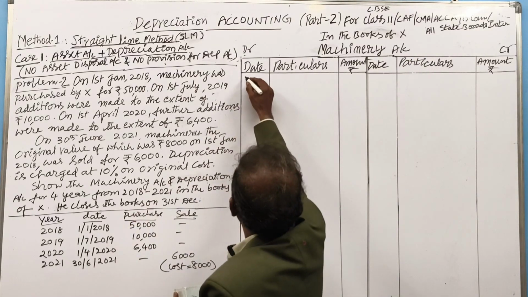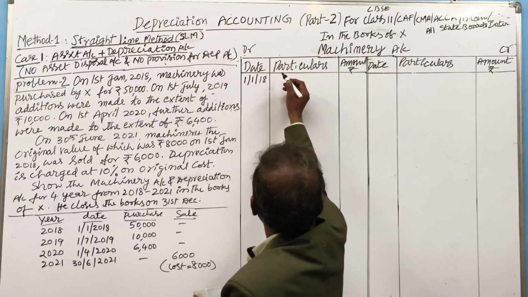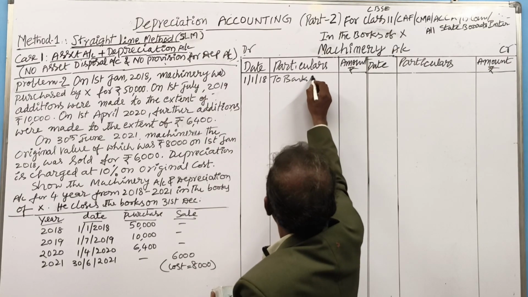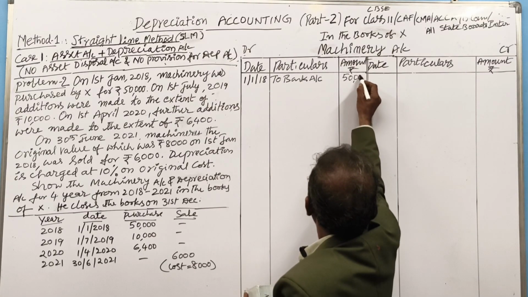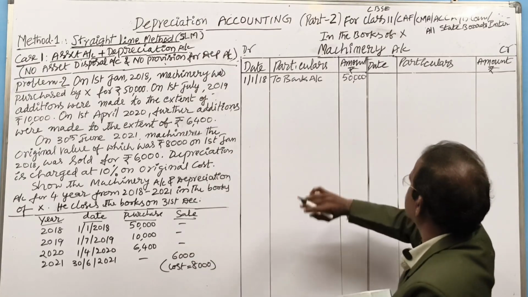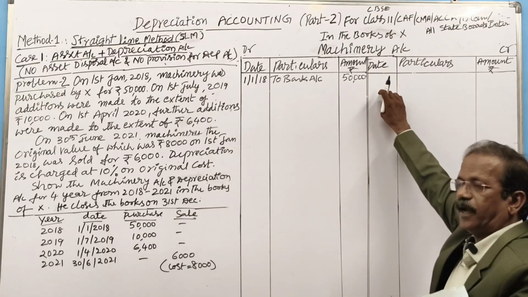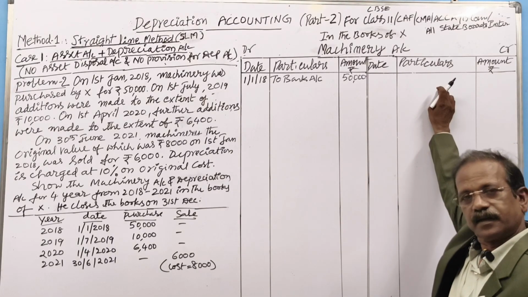Put the date 1/1/2018. To bank we should write, to bank account 50,000. And there are no other transactions in the first year. That's why at the end of the year, you have to calculate the depreciation and put it on credit side.